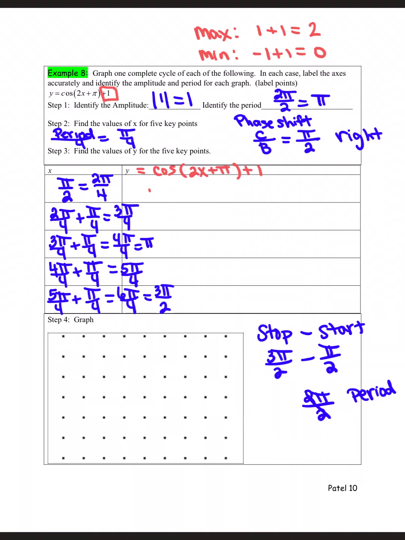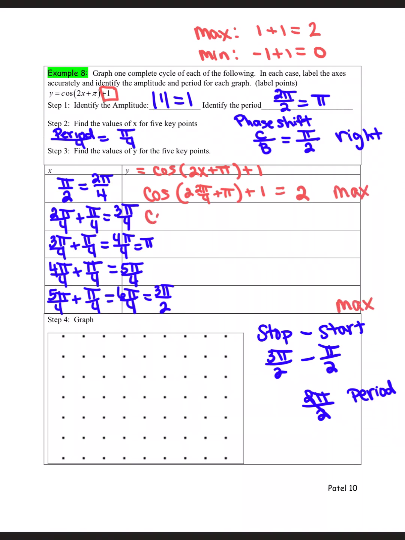So here I have cosine of 2 times 2 pi over 4 plus pi, plus 1. So 2 pi over 4 times 2 is like 4 pi over 4, which is just pi. And pi plus pi is 2 pi. And cosine of 2 pi is 1. And 1 plus 1 is 2. So you can punch this straight in the calculator, or you can evaluate it like I did. But notice that cosine always starts at the max and ends at max.